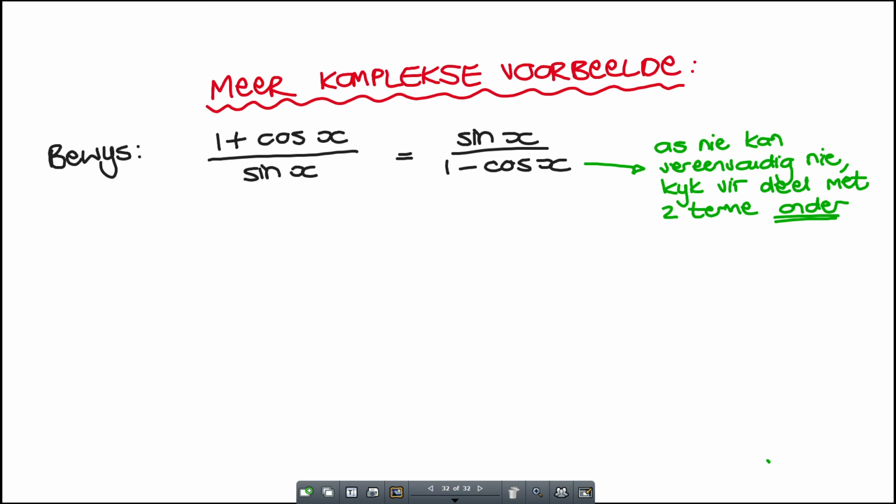As jy nie kan vereenvoudig nie, then you go look for the one that has got 2 terms at the bottom. Jy sal sien ek het onder vir jou onderstreep. 2 terms. Okay? In other words, in this case, I'm rather going to work with the right-hand side.